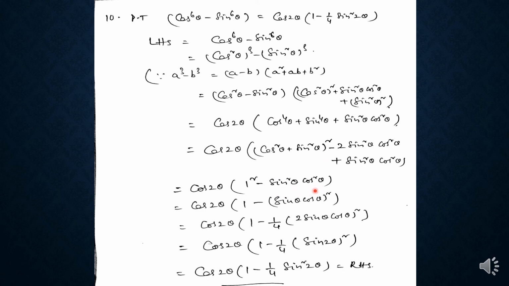So sin square theta cos square theta can be written as sin theta cos theta whole square. Here sin theta cos theta whole square, by multiplying and dividing with 4, can be written as 1 by 4 into 2 sin theta cos theta whole square. That is 1 minus 1 by 4 into 2 sin theta cos theta, which means sin 2 theta whole square. That is cos 2 theta into 1 minus 1 by 4 sin square 2 theta, which is equal to RHS.